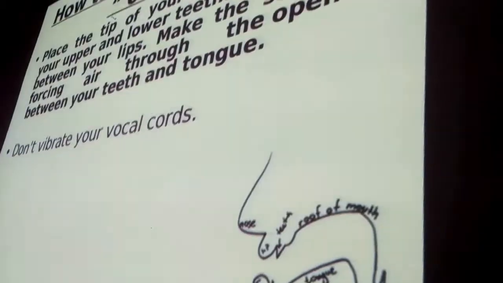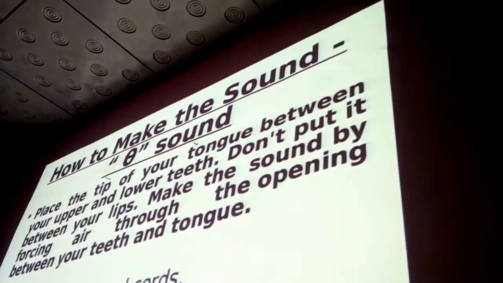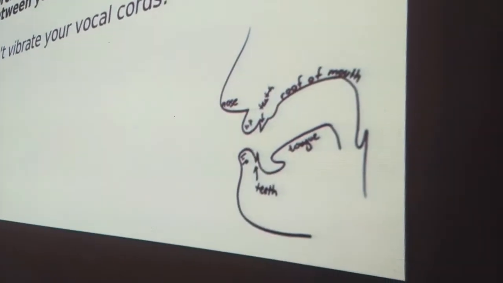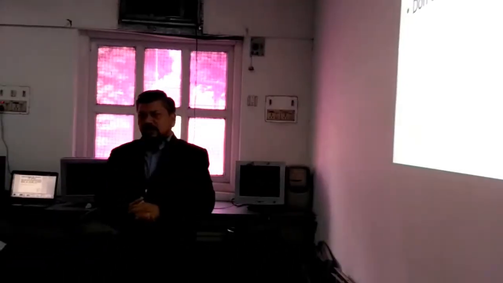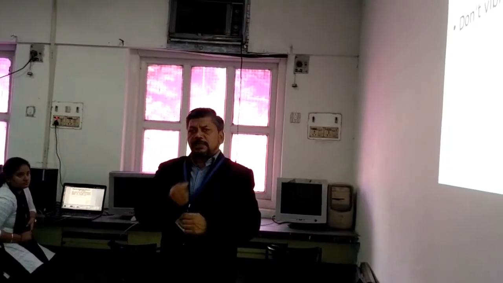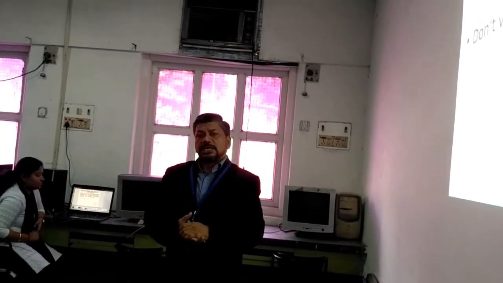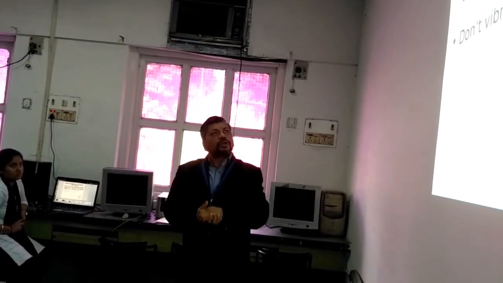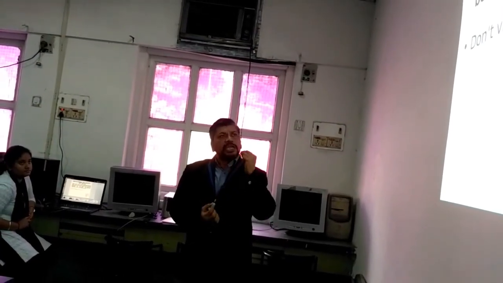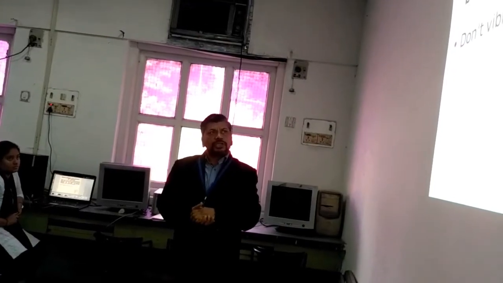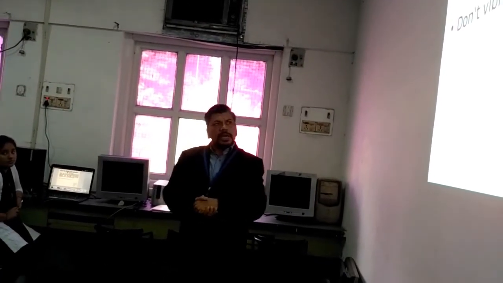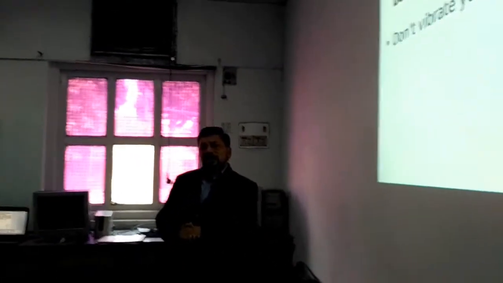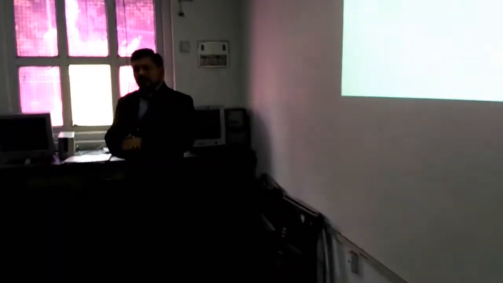How to make the sound th? Place the tip of your tongue between your upper and lower teeth, like this. Don't put it in between your lips, and make the sound by forcing air through the opening between your teeth and tongue. And don't vibrate your vocal cords. So, th is the sound that is produced. Next slide, please.